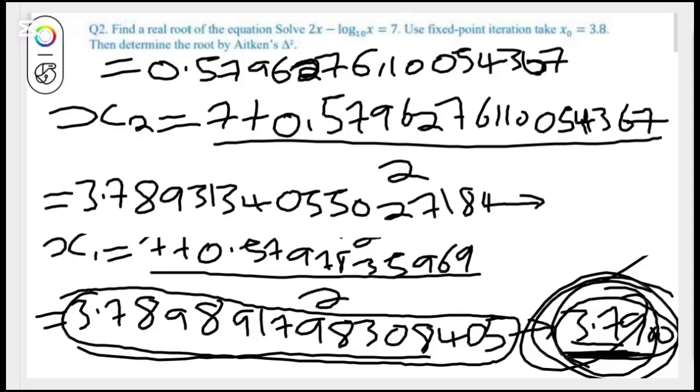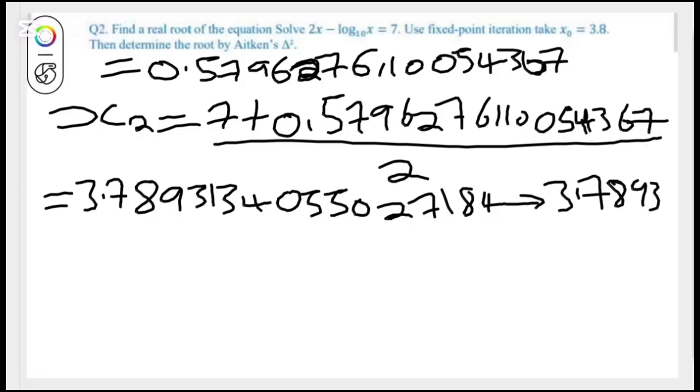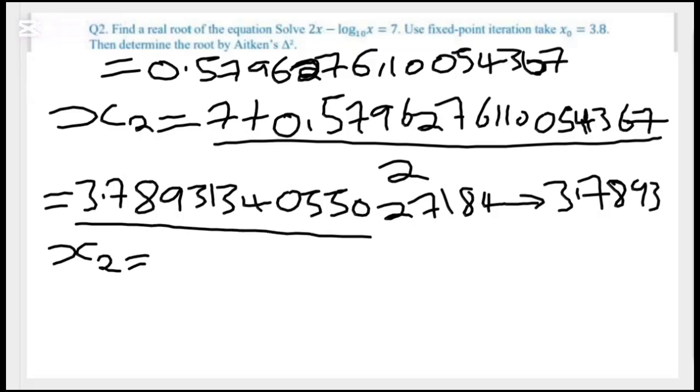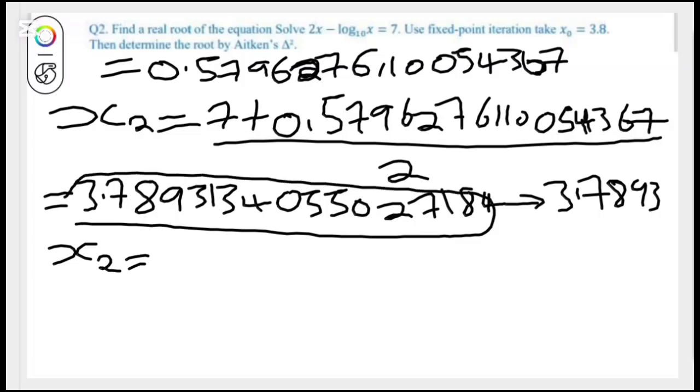3.78931305502718. I will leave it correct to 4 decimal places, 3.7893. So the next thing that I'm going to do, I will now say this x2, this final solution that I got, I'm going to multiply it by what?